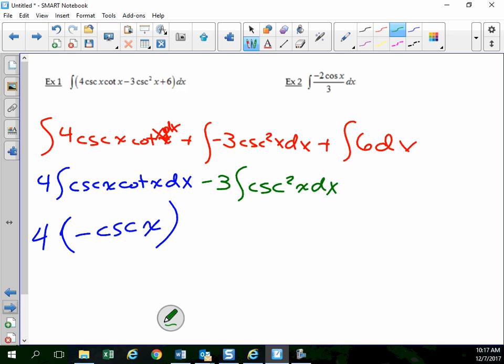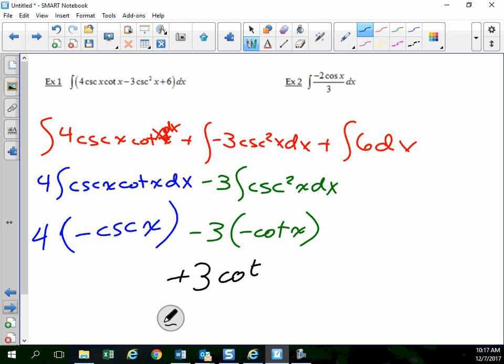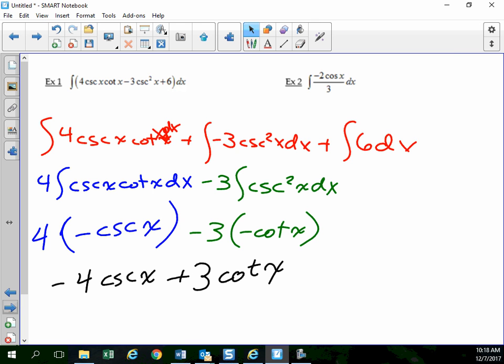If I take out the negative 3, by the way, could I have left the negative sign with the cosecant squared and gotten a positive cotangent? Yes. Or you do it this way. It doesn't matter, you get out the exact same answer. Since I already wrote this in black, I'm going to break this one down. And I have one more piece, the integration of 6.